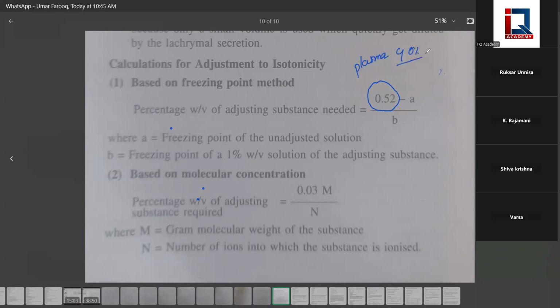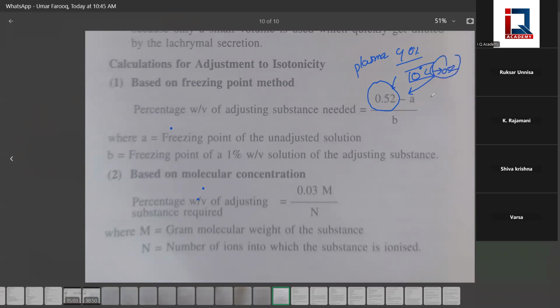So generally, because of the presence of water, the plasma's freezing point should be zero, because water's freezing point is zero. But the presence of certain salts in the blood is changing the freezing point of the blood plasma. It is increasing from 0 to 0.52.